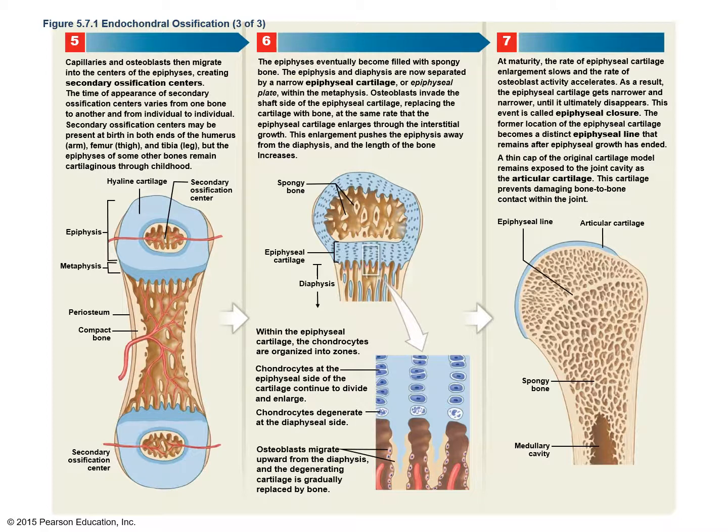At maturity, the rate at which the epiphyseal cartilage was enlarging slows down. Also, the rate at which osteoblasts were creating the matrix slows down, and ultimately it comes to an end. So the epiphyseal plate narrows, and then finally it just disappears, and now it is replaced by the epiphyseal line, and this event is known as epiphyseal closure.